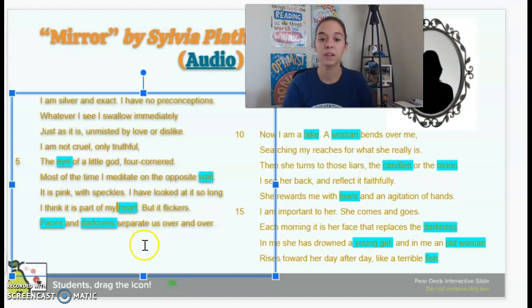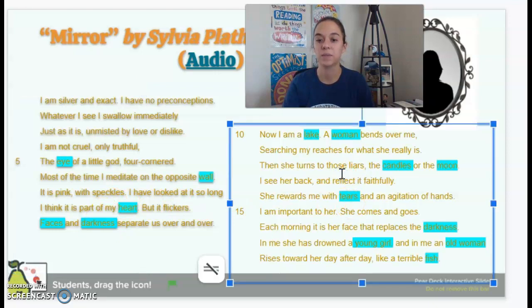The heart here, I think it is part of my heart, but it flickers. So the heart is maybe going into that eye, that anatomy piece, right? It is connected deeper to this person. So it's not just their eye seeing, but it's their heart seeing them. Okay, and then faces I think is important as well with that anatomy piece. Darkness, this could represent so many things. It could be the unknown, it could be death, it could be something you're scared of, right? There's lots of interpretations here, but the darkness separates us.